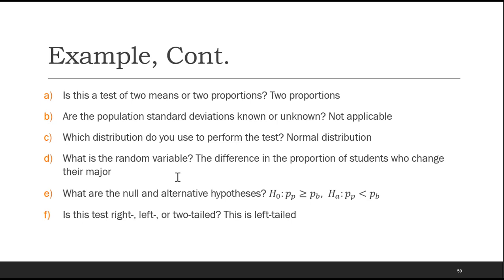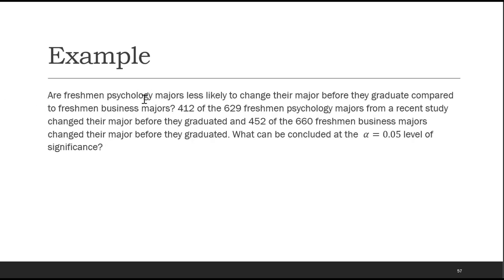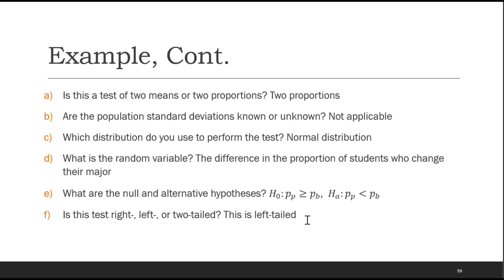We're looking at the difference in the proportion of students who change their major. And remember, the first sentence said, just to go back to this, are psychology majors less likely to change their major compared to business majors? So to keep everything straight, I labeled this as P sub P and P sub B. The alternative needs to be that psychology is less likely than business. This is going to be a less than, so the null will just be the reverse. So this ends up being a left-tailed test, right?